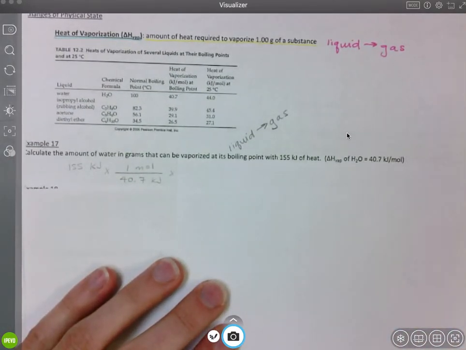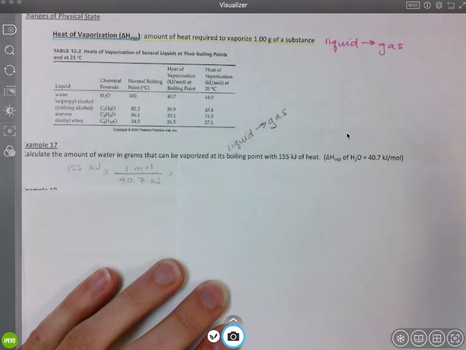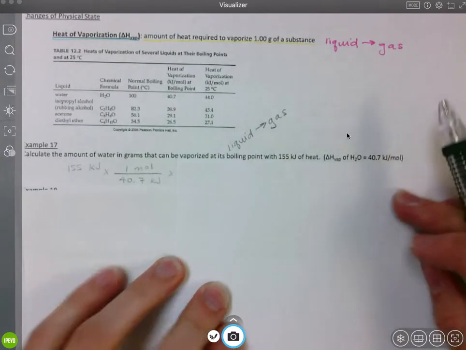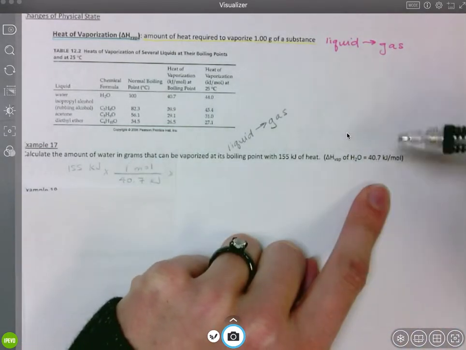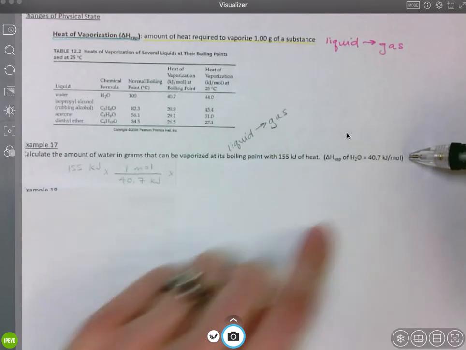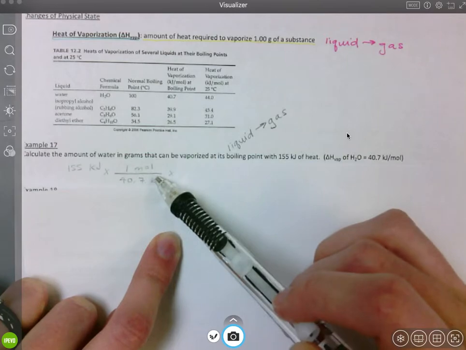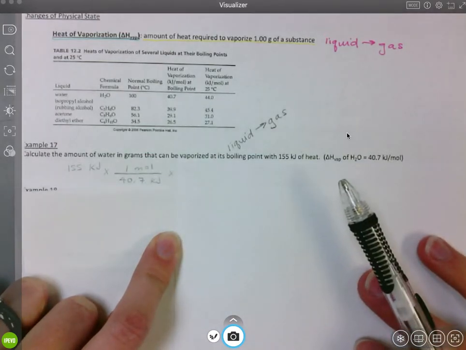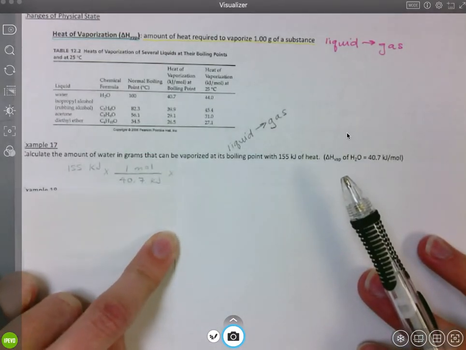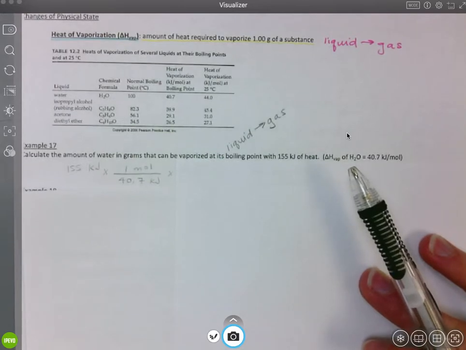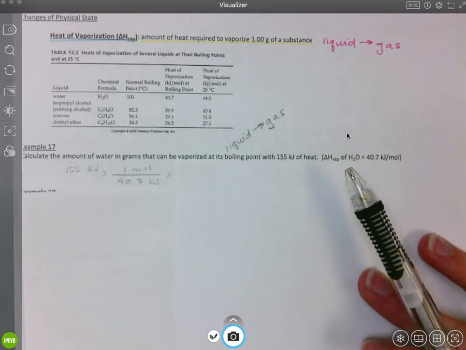Kilojoules is up top, so in order to cancel it, we need to put it on the bottom. The number 1, so 1 mole, always goes with our unit on the bottom. We need to remember that. And then our next step, after we've canceled out kilojoules, we need to cancel out moles and then go moles to grams. So we have a conversion of moles to grams, and we're using our molar mass from the periodic table.